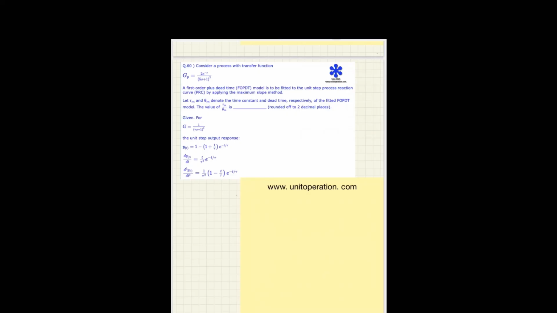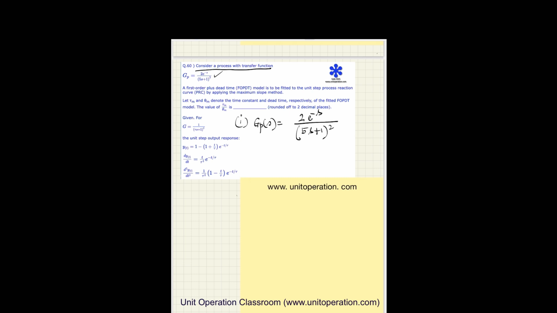Question 16. Consider a process with the transfer function, this one. Let's write it down in a bigger way. Let's call it Gp(s) equal to e to the minus s divided by (5s plus 1) whole square, times the steady state gain. And this is my delay time, theta equal to 1, and two identical first order systems with the time constant equal to 5. So this is basically a second order plus delay time system.